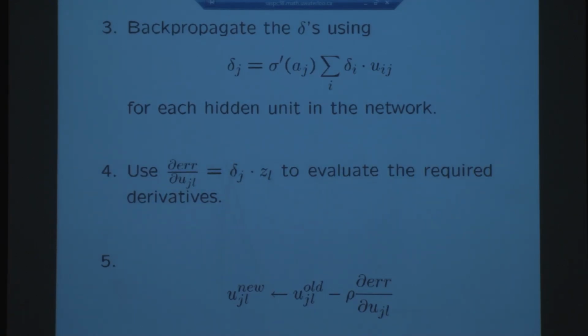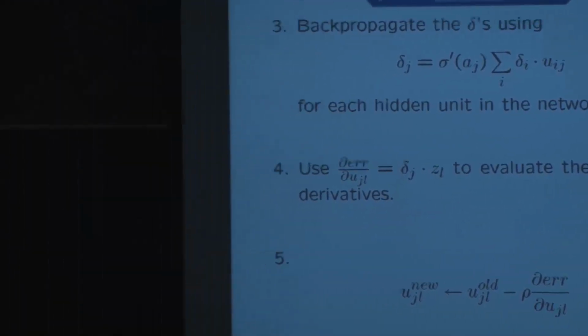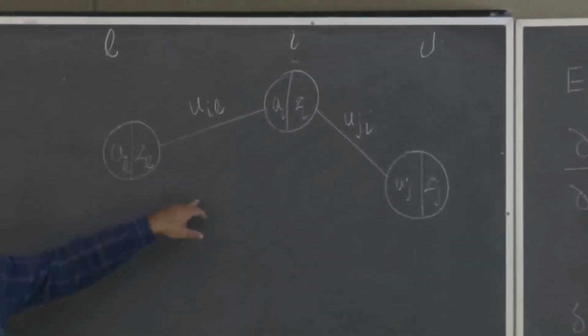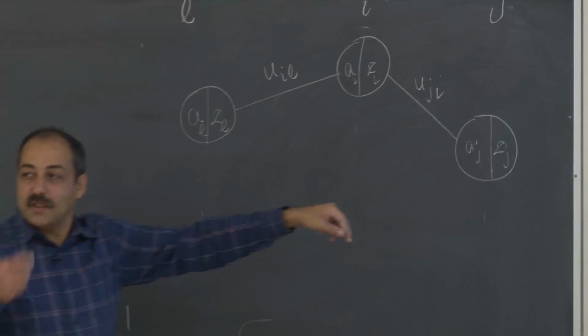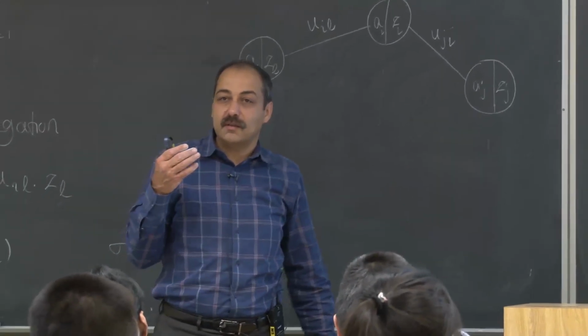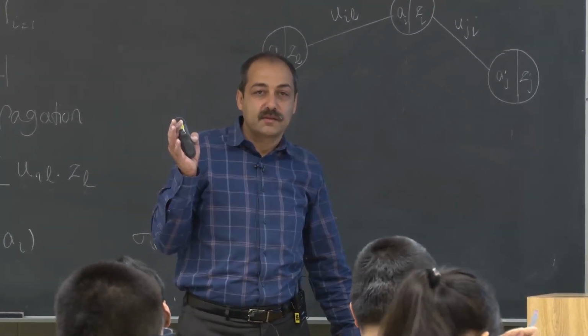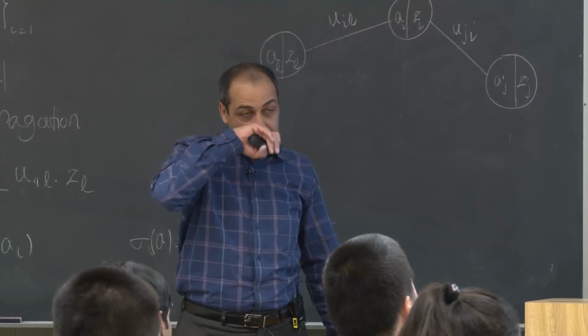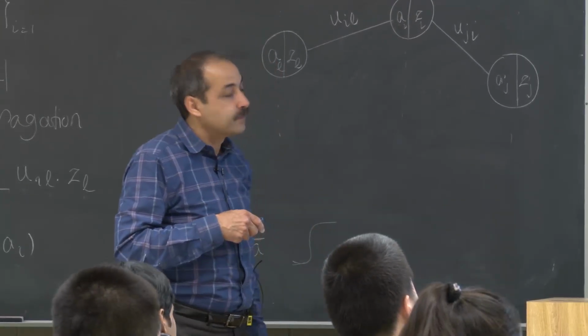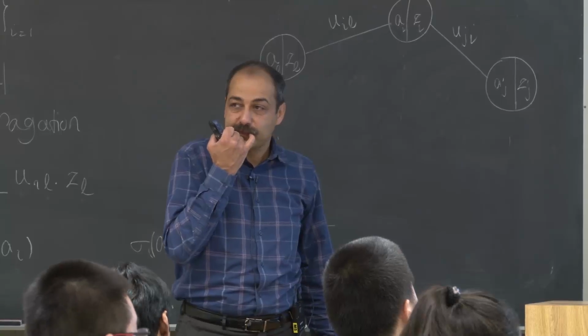Okay. So that was for the first data point. I do this for the second data point, I do it for the third data point, up to the last one. And I repeat this process many times until it converges. Okay? So that's basically backpropagation. Any questions?